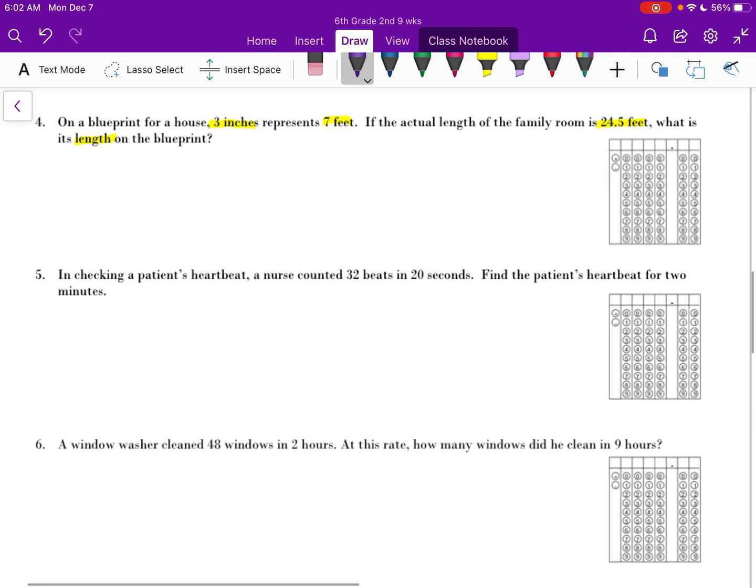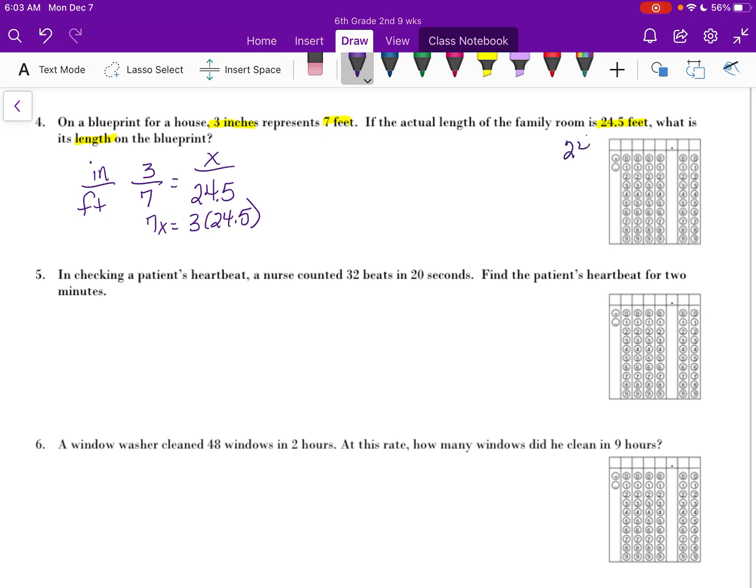Okay, so we're comparing inches to feet. So the 3 inches goes with the 7 feet, and we do not know the inches, but we do know that it's 24.5 feet. All right, let's go ahead and cross multiply. So 7x is going to equal 3 times 24.5. Don't forget to move your decimal over. So 7x equals 73.5. Divide by 7.